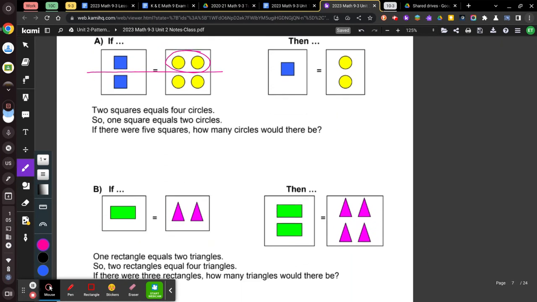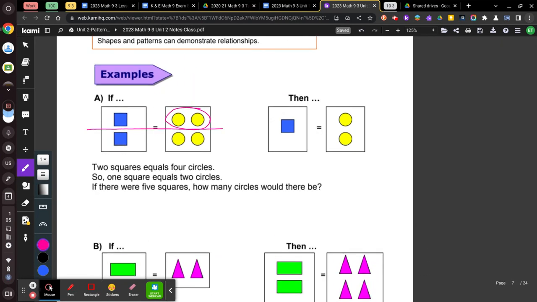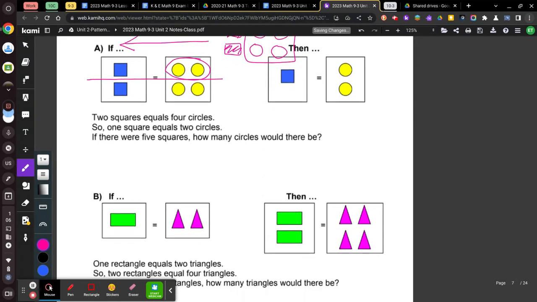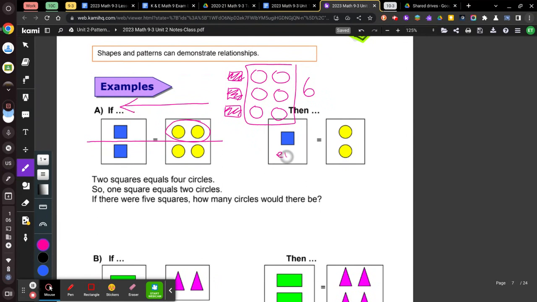Now, if we can continue it, I could make this even bigger. I could work backwards and I could go this way. What would 3 squares equal then? If I know 1 square equals 2, that means I would put 2 circles for each square. So how many circles would I have for 3 squares then? I would end up with 6. Okay, so for every square, they add 2 circles. That's what's going on. Each square adds 2 circles.